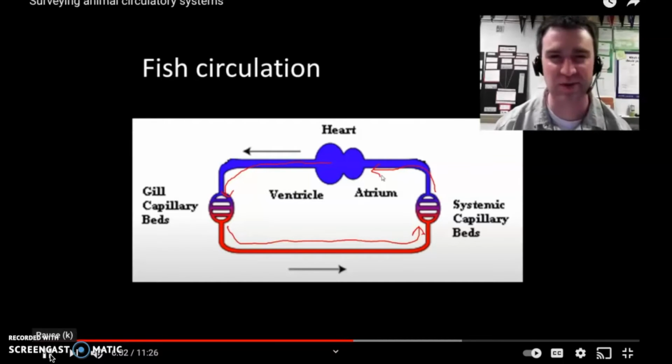But blue versus red is pretty easy to see, so I'm willing to keep going with that in this particular video. So that's the basic fish system. What's the problem with this system?